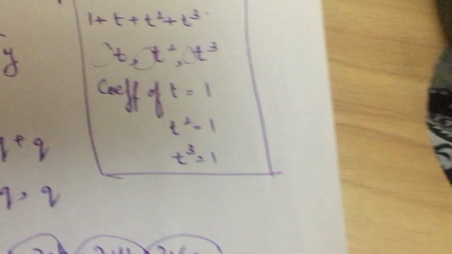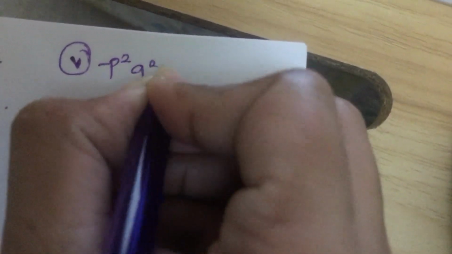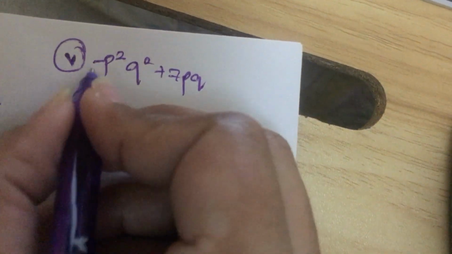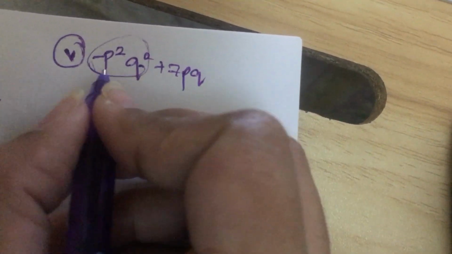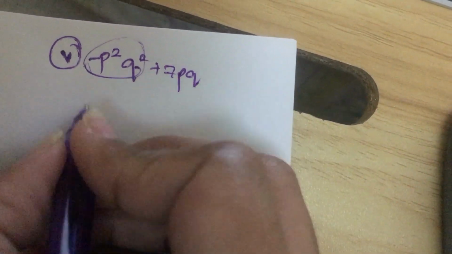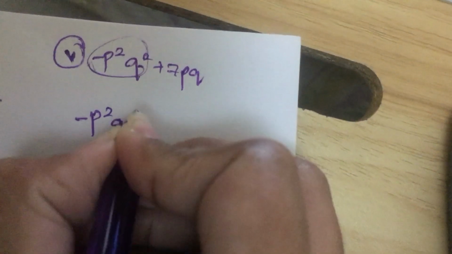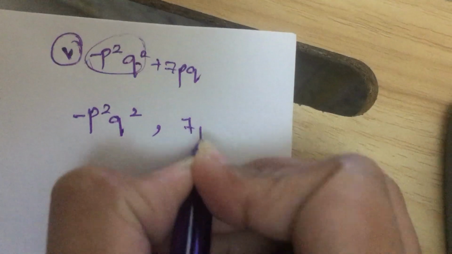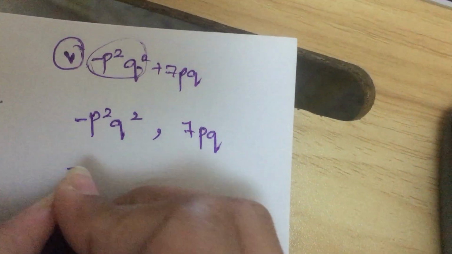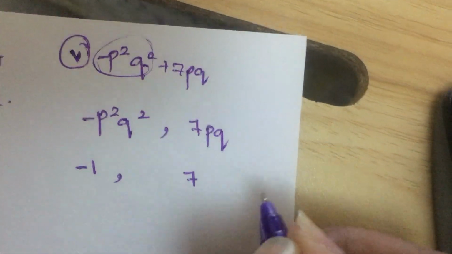Now another one that is given to me, let's do this one. The fifth one I'm doing, minus p square q square plus 7pq is given to me here. So what do I write? These are terms with variables. Constants are not there in it. So minus p square q square is one term, 7pq is the other term. The coefficient of this is minus 1, coefficient of this is 7.